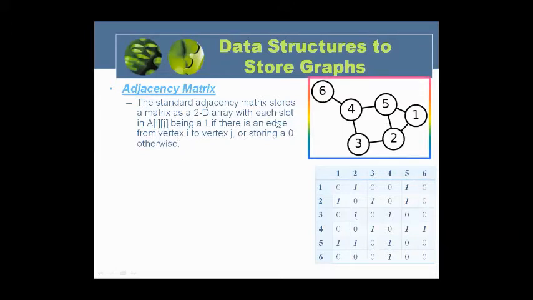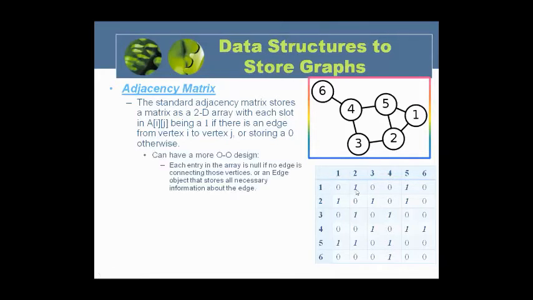So this one, guys, is the counterpart. Let's say row 1 and column 1, we have 0. Row 1, column 2, we have 1, and so on. We can have a more general design: each entry in the array is null if no edge is connecting those vertices, or an edge object that stores all necessary information about the edge.